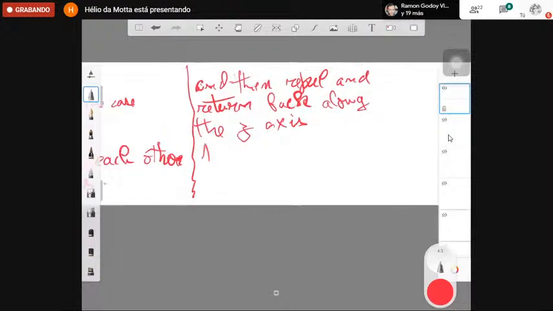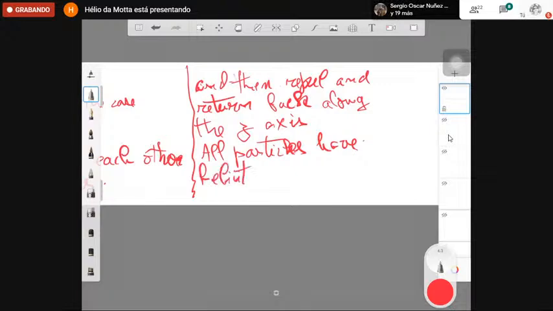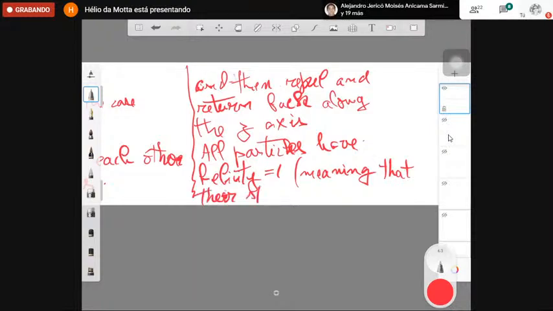And all particles have, meaning that their spin is in the direction of movement.